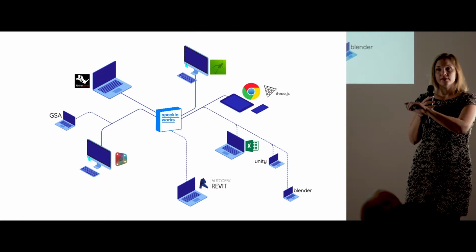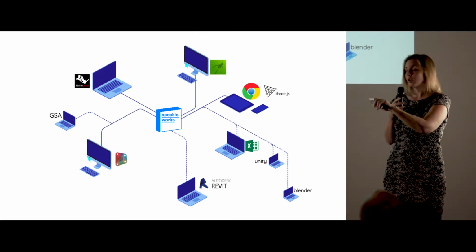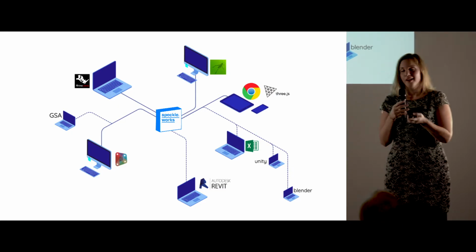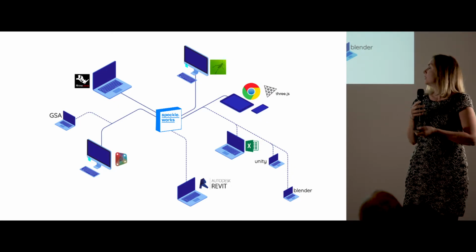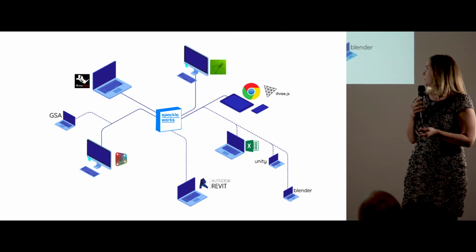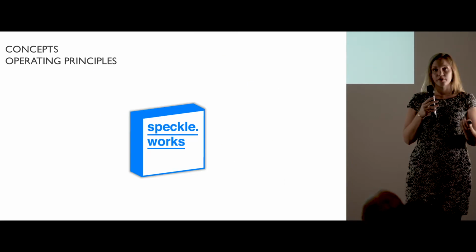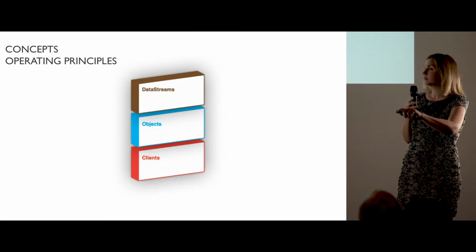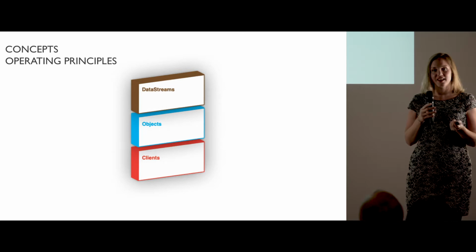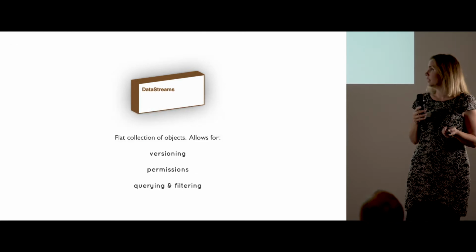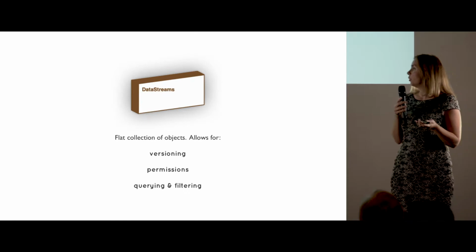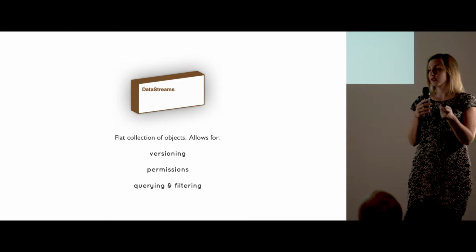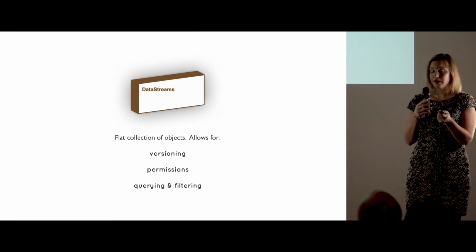So Speckle sits very much in the center of collaborating with different software, such as Rhino. We had presentations before about connecting Rhino with different software and Grasshopper. The main concepts of Speckle, which I will be speaking about in the next 5 minutes, hopefully, are data streams, objects and clients. So data streams are essentially a flat collection of objects. Essentially, it can tell us what sort of versions we have and how we are defining permissions, and allows querying also.